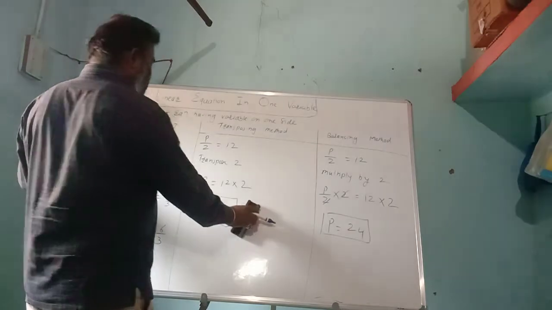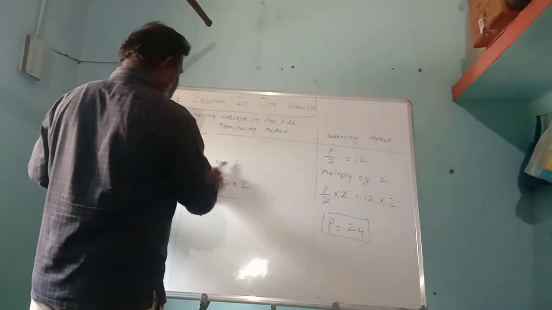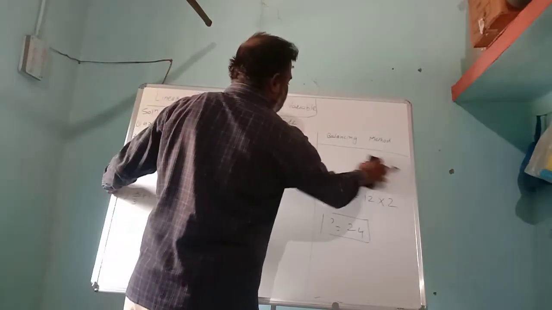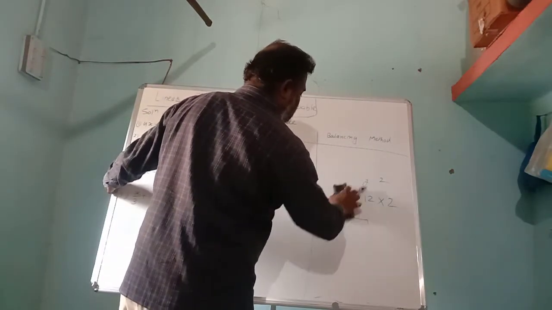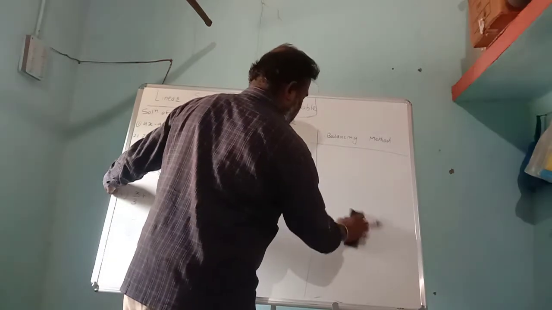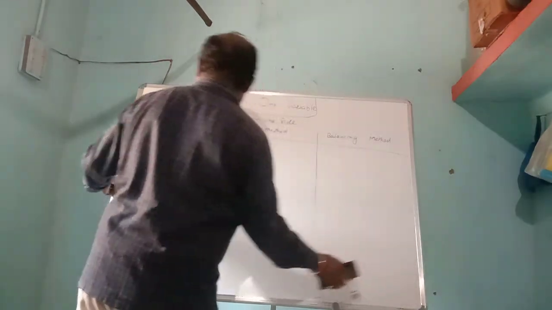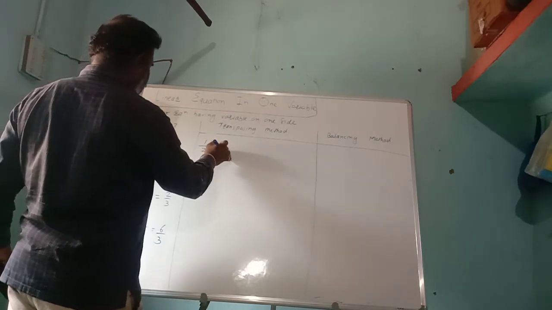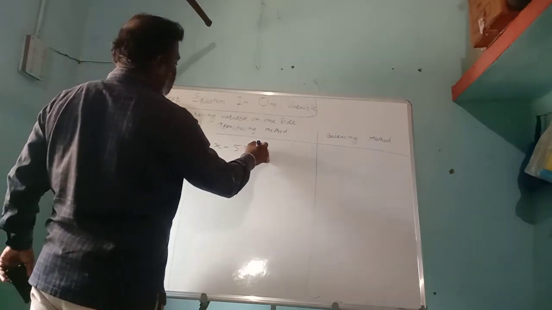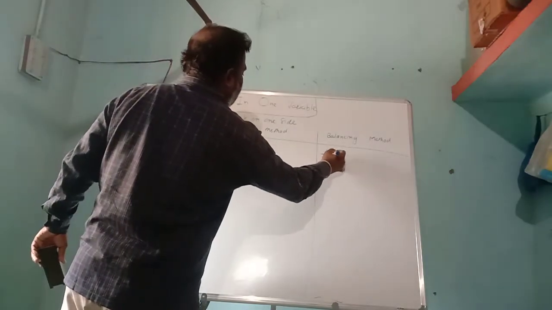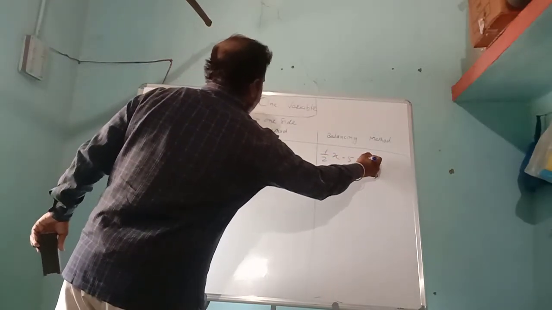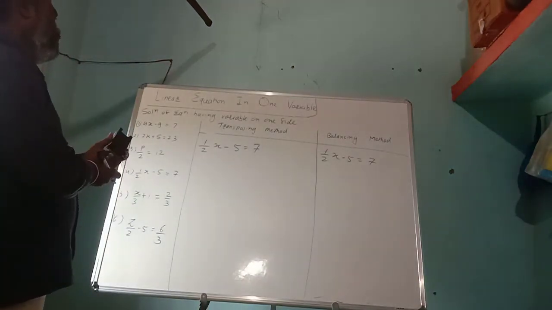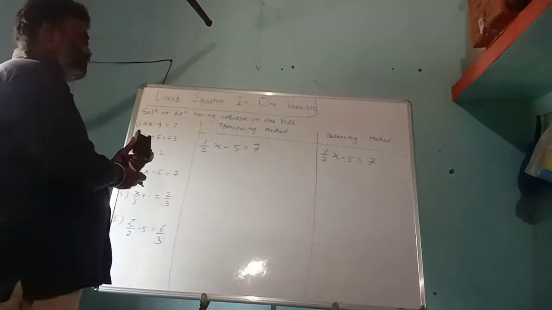Now we will discuss the next problem. 1 by 2 x minus 5 equal to 7. First of all we solve it by the transposing method.